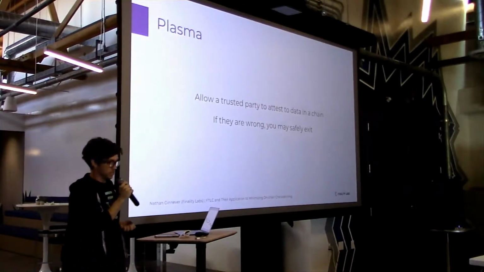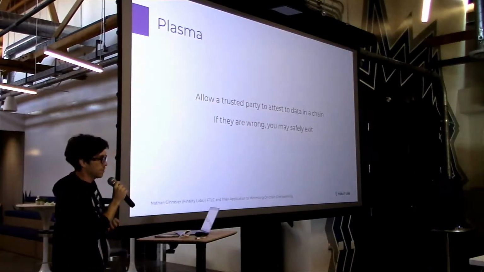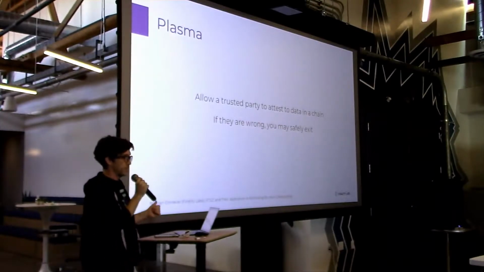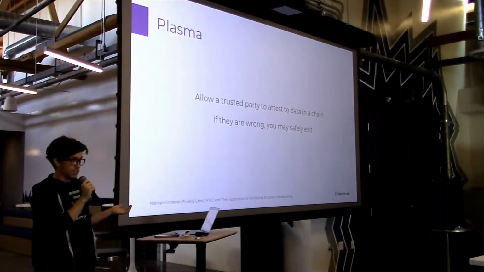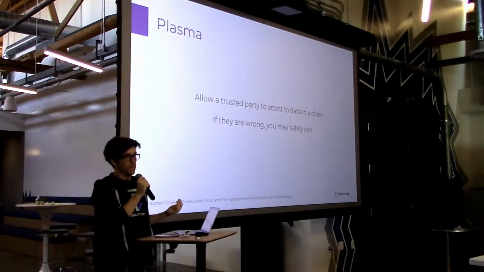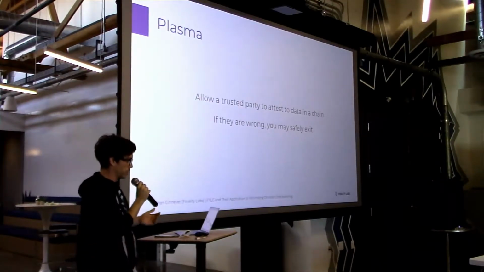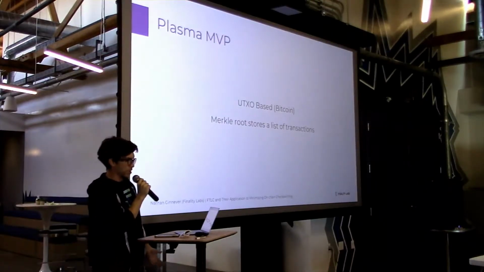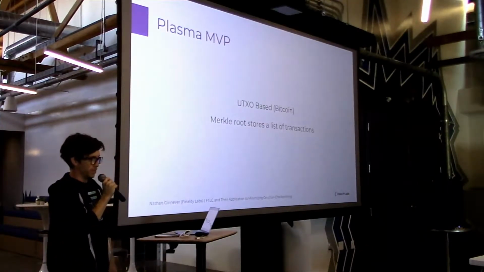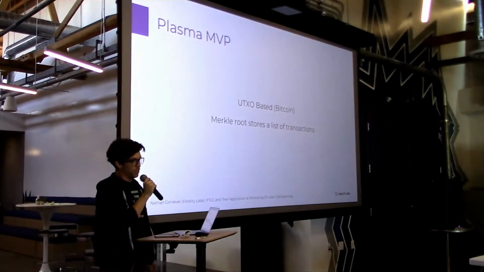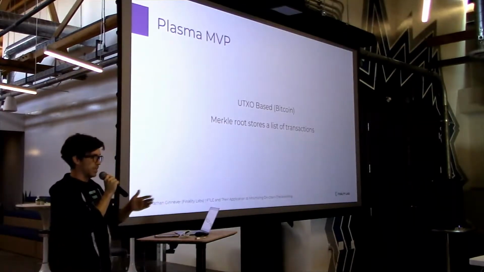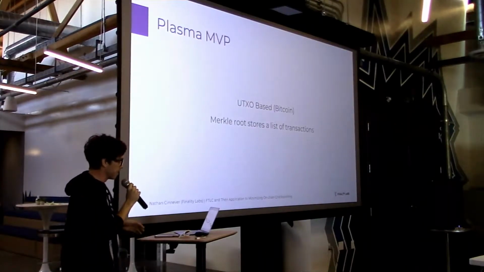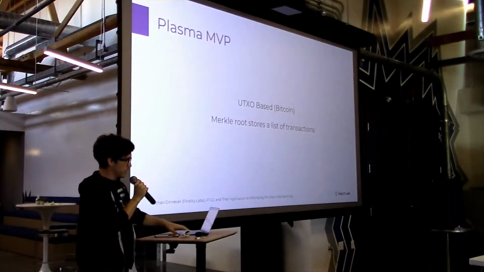You allow a trusted party to attest to some data on chain. And if they're wrong, you can sort of exit before the wrong thing happens and challenge the person who committed that wrong thing and show where it went wrong. Plasma MVP works off of the UTXO base, which is just basically Bitcoin, and it uses the priority of the transactions to make sure that the exits happen in a certain order, so that you can always exit before something goes wrong.